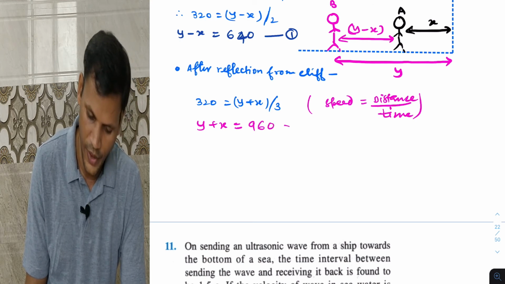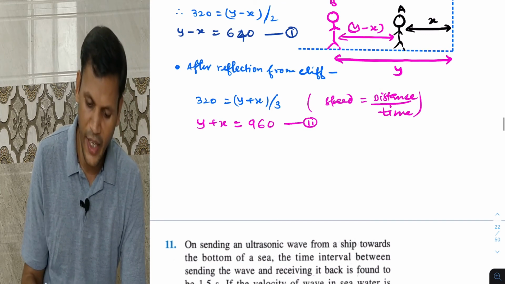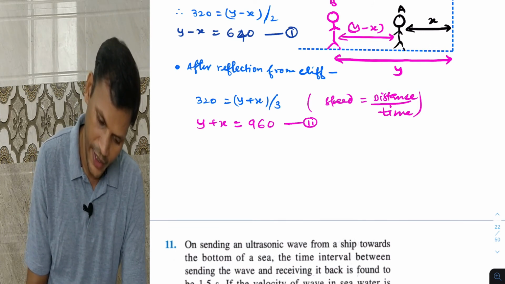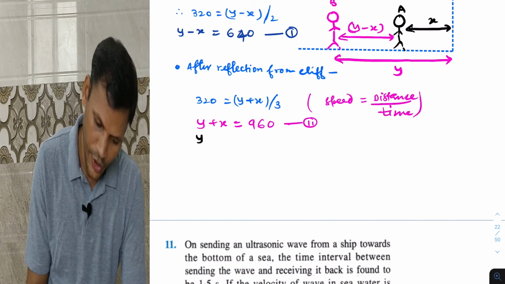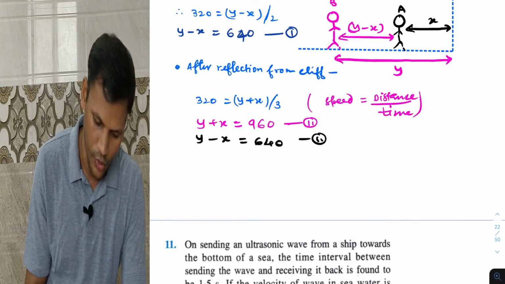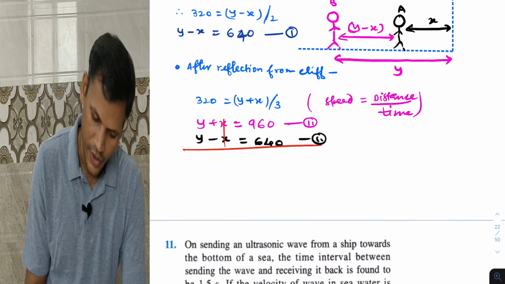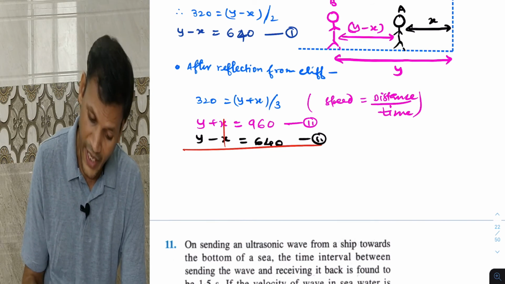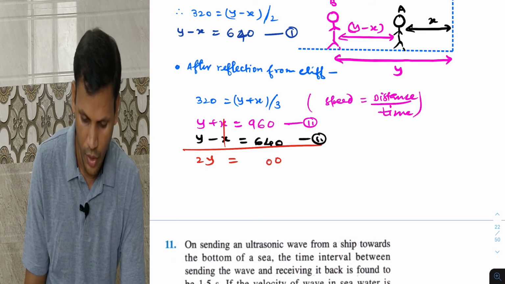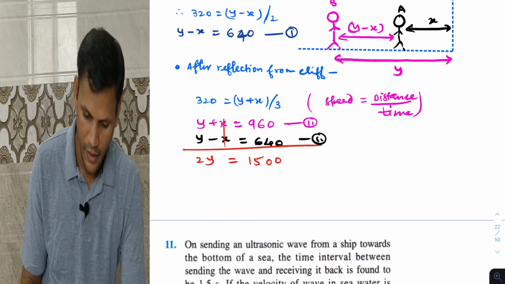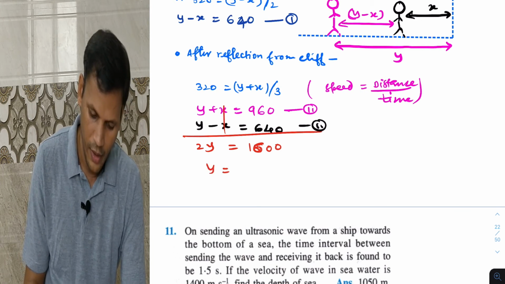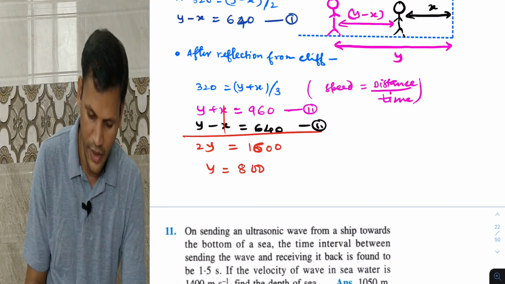960 meter. Okay, 960. So we can solve equation 1 and 2 simultaneously. So I can write equation 2 is this one and equation 1 is y minus x is equals to 640. So we can add these two equations. So 2y will be 960 plus 640, that is 1600. Then y will be 1600 by 2, that will be 800 meter.